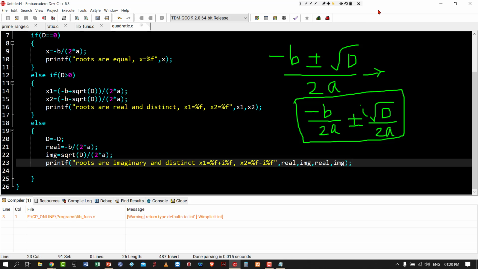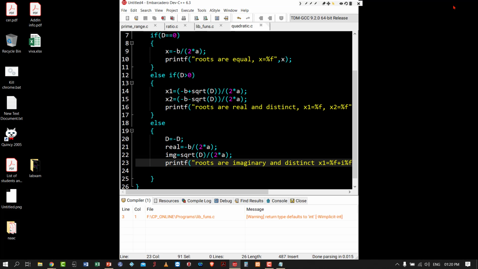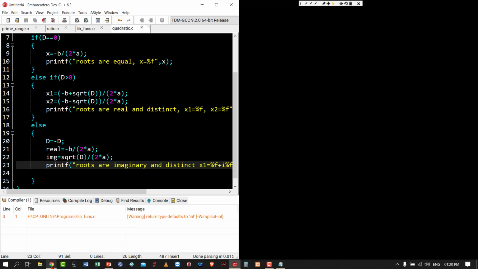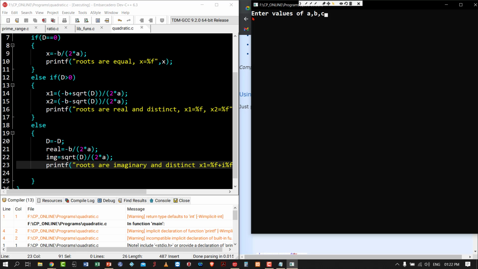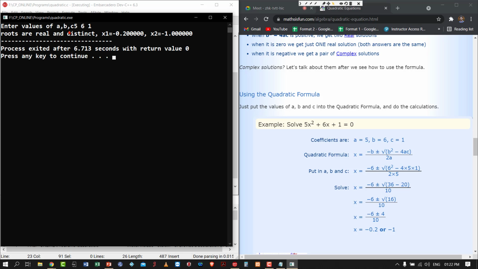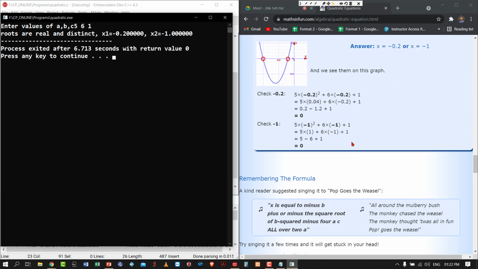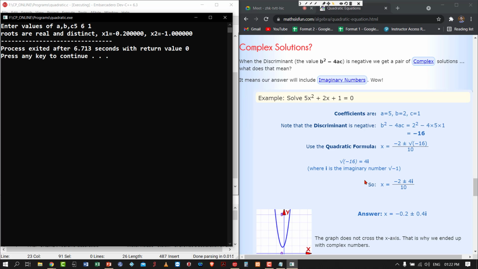Okay. So I will execute the program. For execution, I will take some solutions from the internet and we will check the solution. Five, 6 and 1. Here I got minus 0.2 and minus 1. So here they also got that number. So our program is correct. Then we will try another one. This is actually the third case.